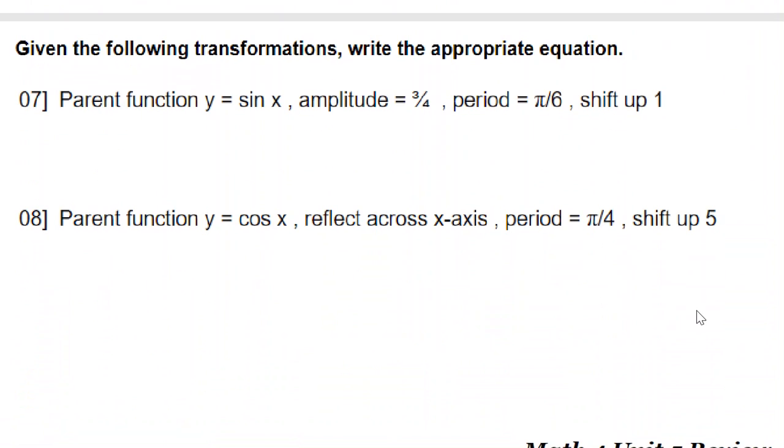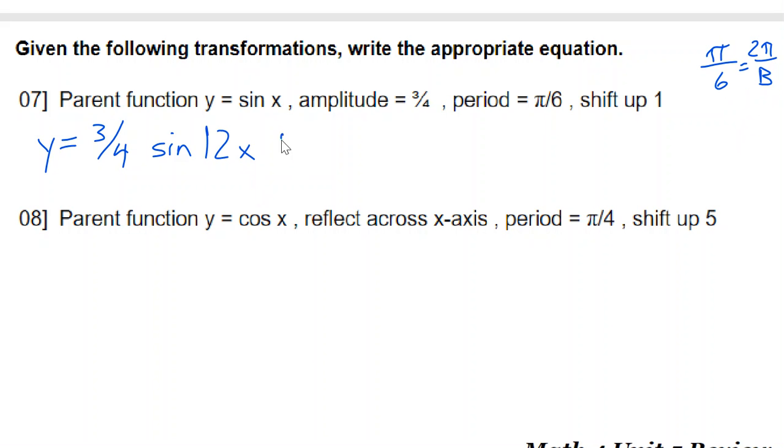All right, more of the same. I'm going to start with that. I have no flip, but I do have an amplitude. And I have sine, a period of pi over 6. B pi equals 12 pi, so b must be 12. And then shift up 1.